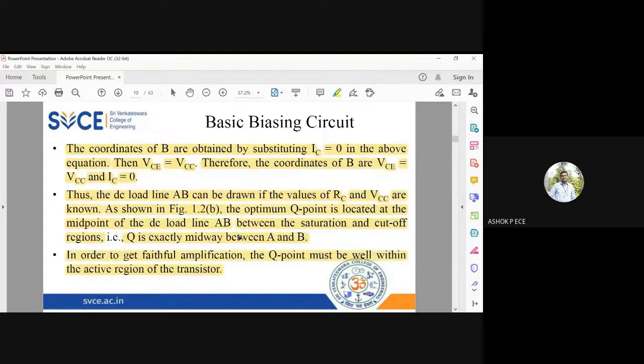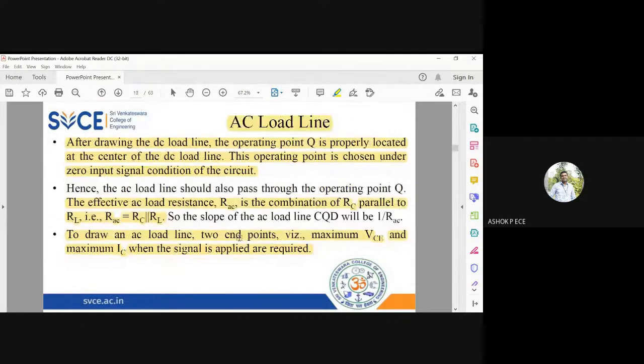If RL is not given, then your RAC and RC, everything is going to be the same. So if the load resistance is not given, then your DC load and AC load will be the same, because RAC is the same as RC. If a load resistance is specifically given, then you will have separate lines for the DC and AC load lines, and you have to ensure that the intersecting point of the AC and DC load lines is the Q point of your transistor.